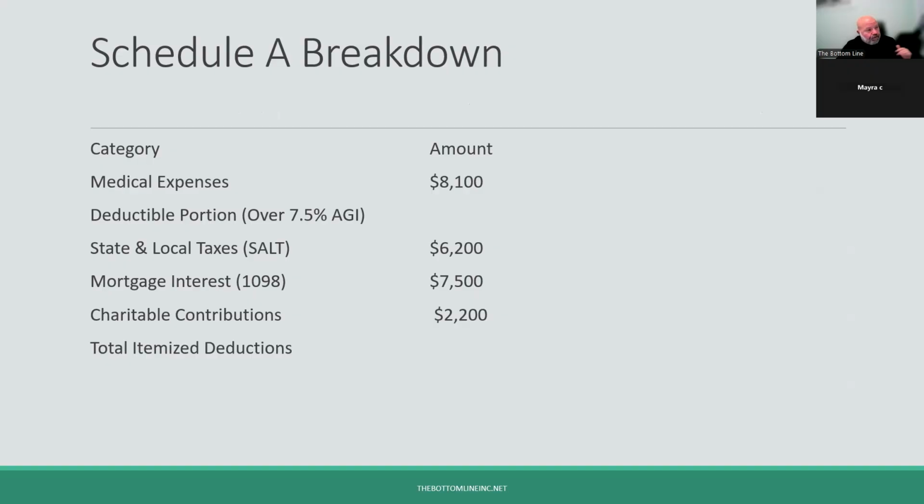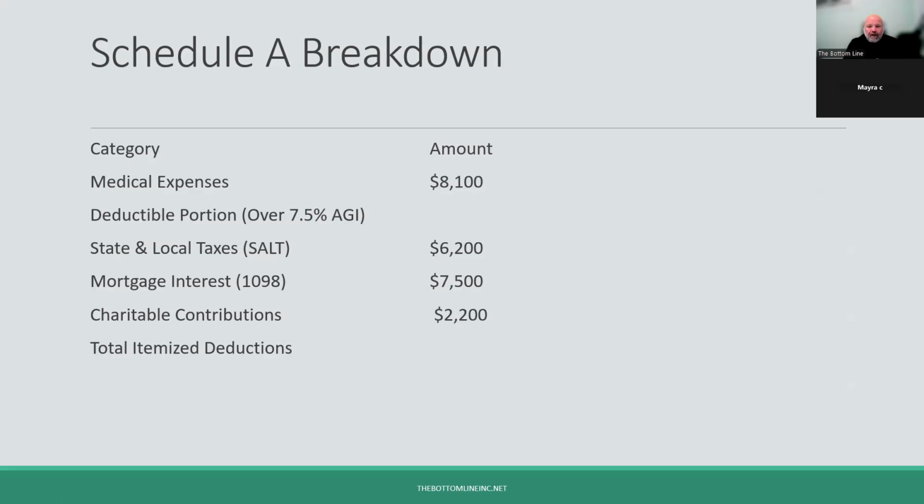Then we would take that from the 8,100, and we would get $2,233. So the deductible portion of that is only $2,233. Now, the state and local taxes that they paid were $6,200. If it was 46,200, they could only deduct 40,000. But it's under our SALT limitation of 40,000, so they can deduct the entire 6,200.